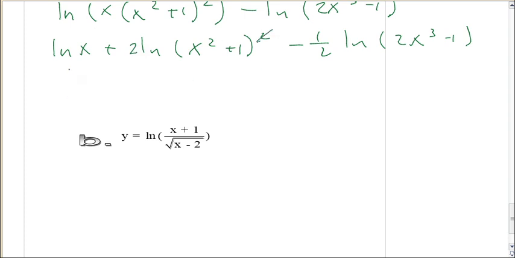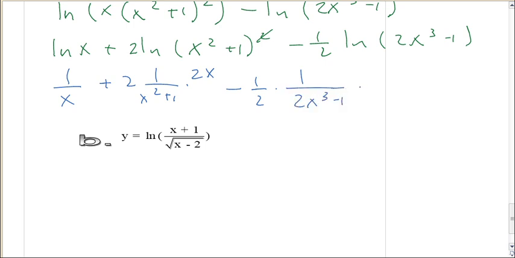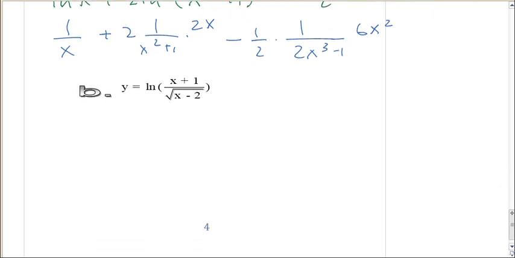Derivative of ln x is 1 over x plus 2 times, okay, I'm going to use my formula here. I get 1 over x squared plus 1 times the derivative inside, which makes 2x, minus 1/2 times, okay, use the property again, 1 over 2x cubed minus 1 times the first derivative, which makes 6x squared. Okay, it's not pretty and you can definitely clean it up, but I want to make sure I have time to finish the last problem.